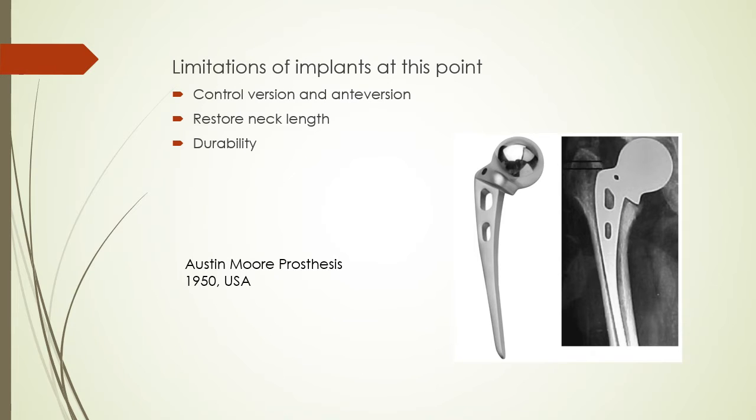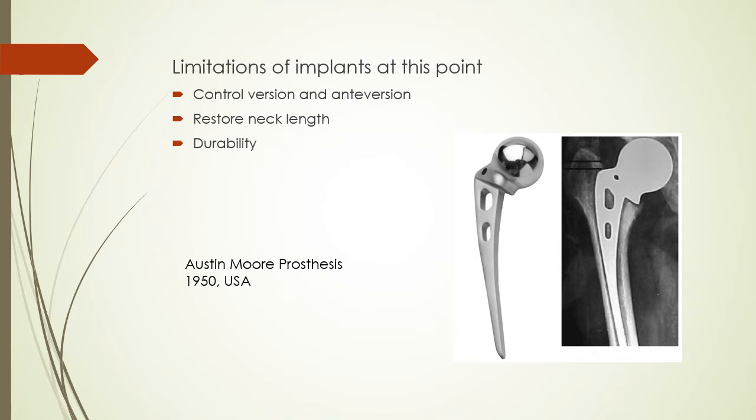Up to this point, the pioneers in hip replacement had tried a couple of design concepts and approaches, and all of them had limitations. There was not much consideration regarding restoration of the anatomy of the hip, so there was no control on version and inversion or restoration of neck length. On top of that, durability was a big issue, and these devices did not survive long enough for the patient.